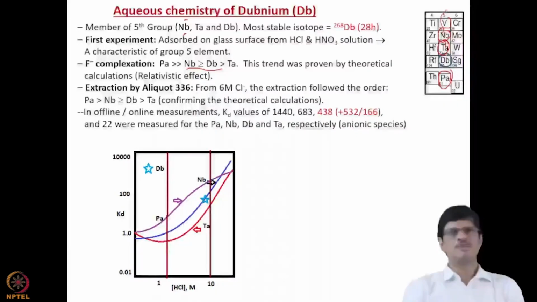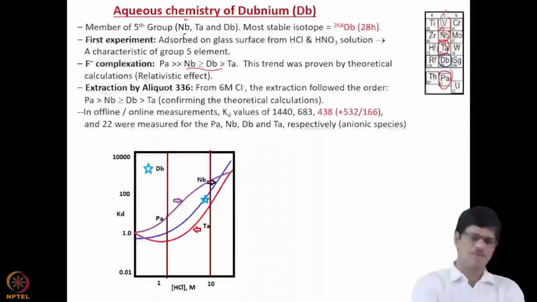So this was tested by extraction studies using Aliquat 336, from 6 molar chloride solution, and this extraction followed the order protactinium, followed by niobium, followed by dubnium, followed by tantalum. So this confirms the theoretical calculation, and the KD values in the offline as well as online measurements for a particular condition are given here.